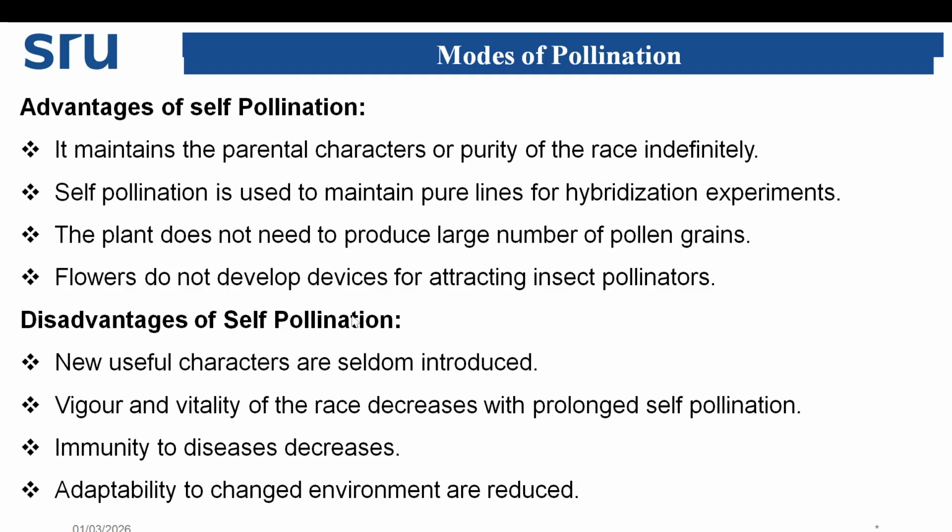What are the disadvantages? New useful characters are seldom introduced. During pollination and fertilization in cross-pollination, some new useful characters are automatically introduced. Vigor and vitality of the race decrease with prolonged self-pollination. Immunity to diseases decreases. Adaptability to a changing environment is reduced.